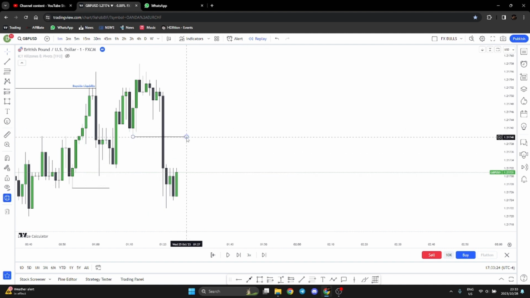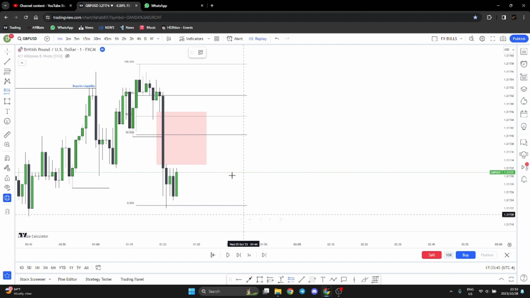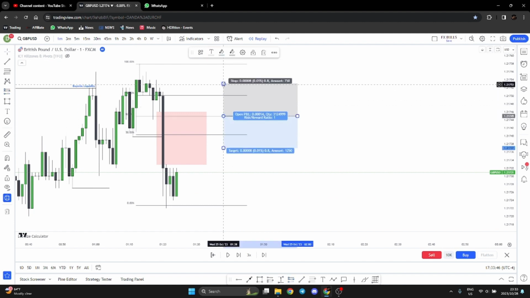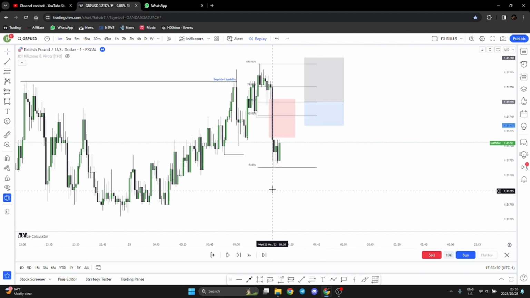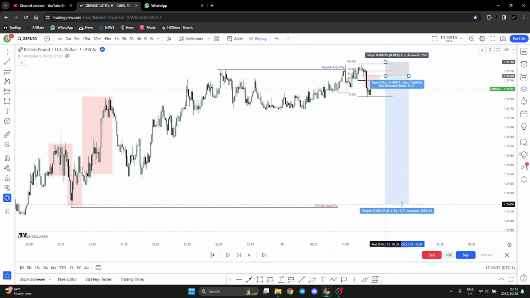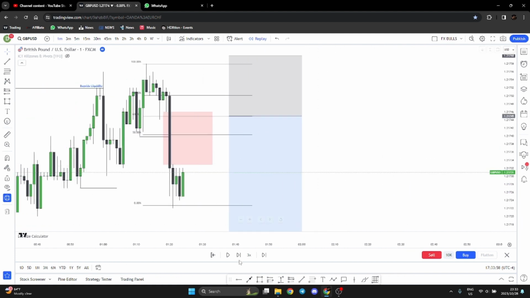There are two ways that you can enter this. You can either enter directly from that FVG like that, or you can take your fib retracement tool from the top to the bottom and enter off the 63% level. Your stop's just above these highs, and my potential target will be the Asian lows. Let's see what happens.